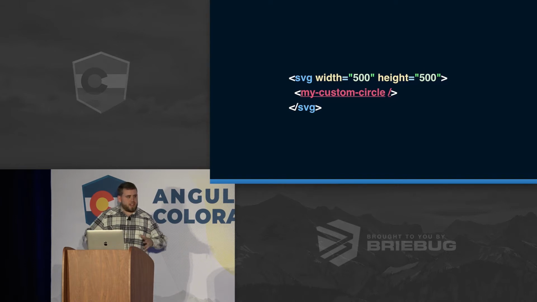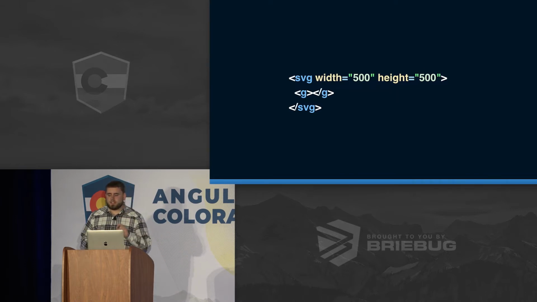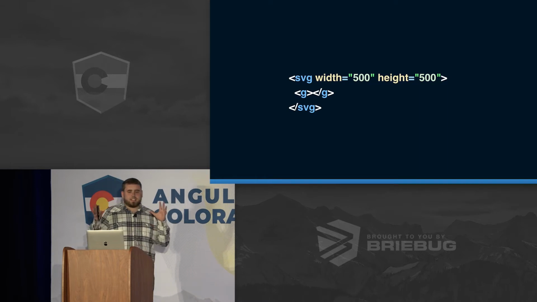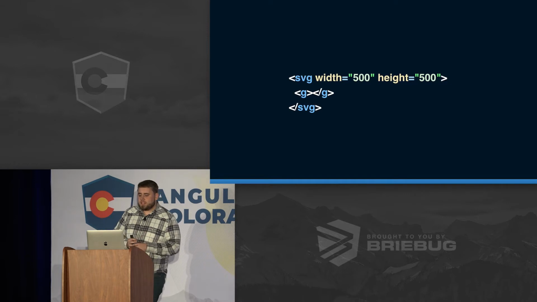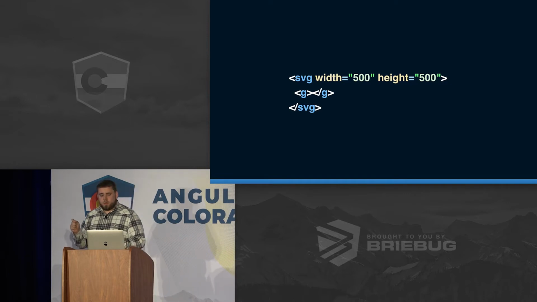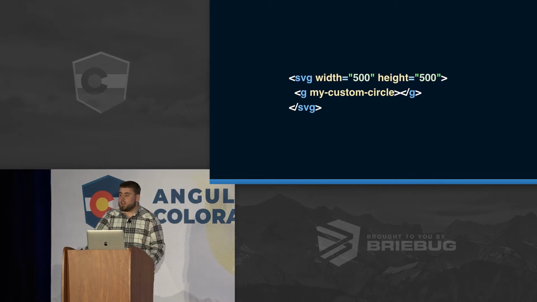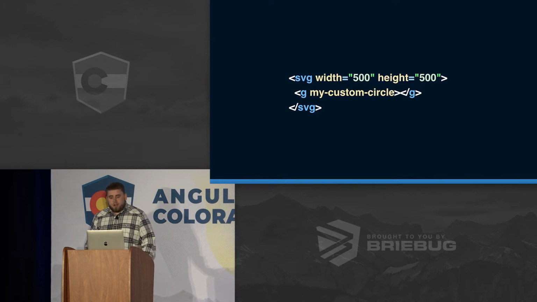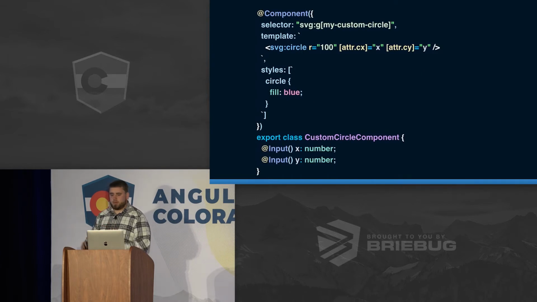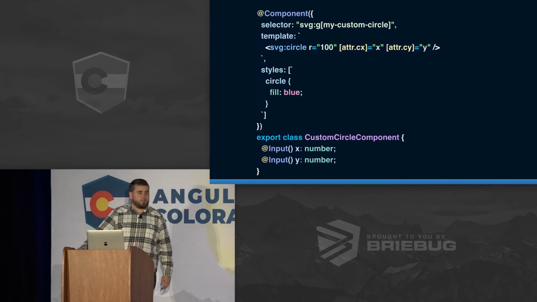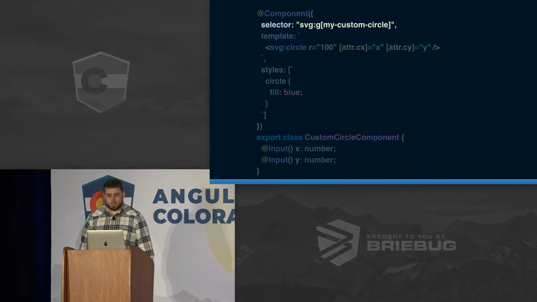So I've got a component. It's just an Angular component, but there's going to be a few things that are different here. First is the selector. Instead of selecting a custom tag name, I'm going to select a G element with my custom circle as the attribute on it. And I'm going to put that SVG prefix in front of it to let Angular know that, hey, I'm talking about the SVG namespace here, not HTML. Now, my template is all SVG. I've completely left HTML. This is an SVG component. And I can use other SVG elements directly in this component's template.